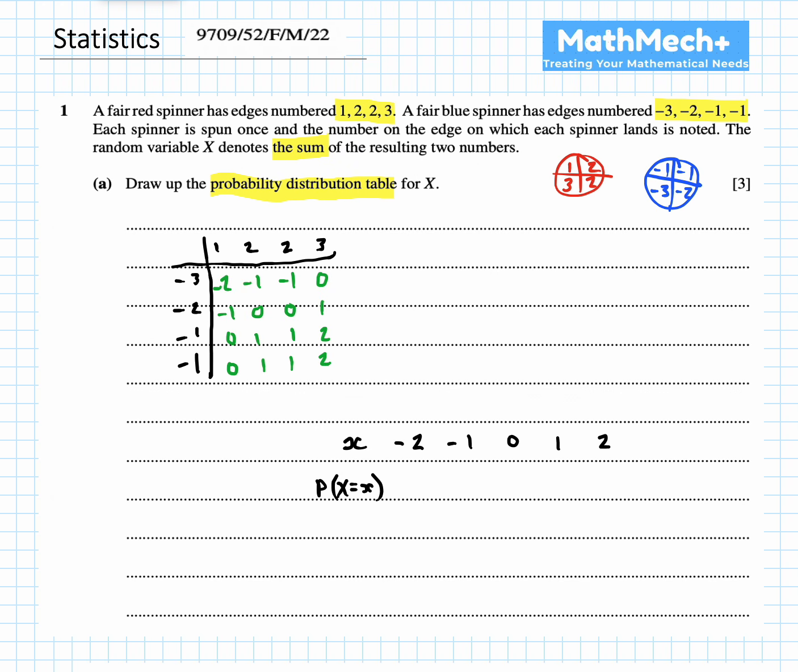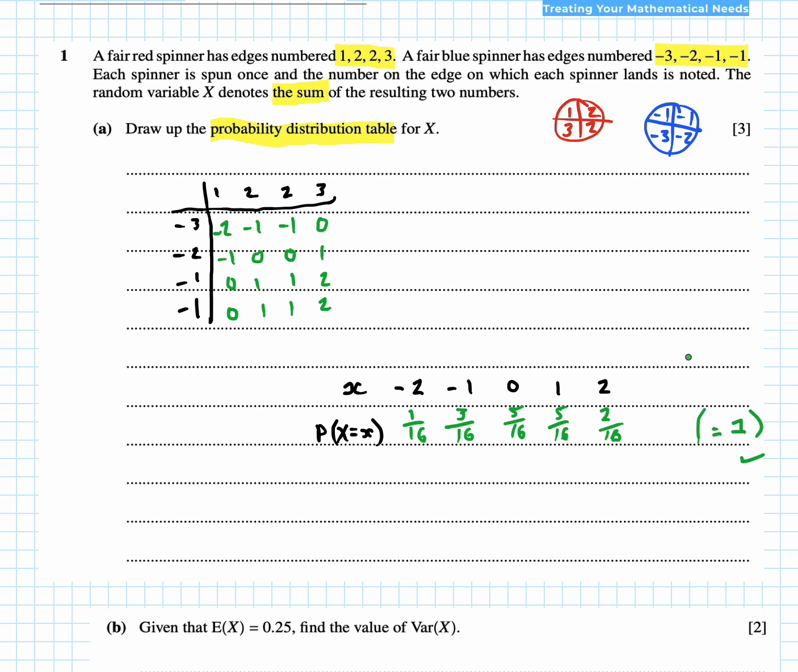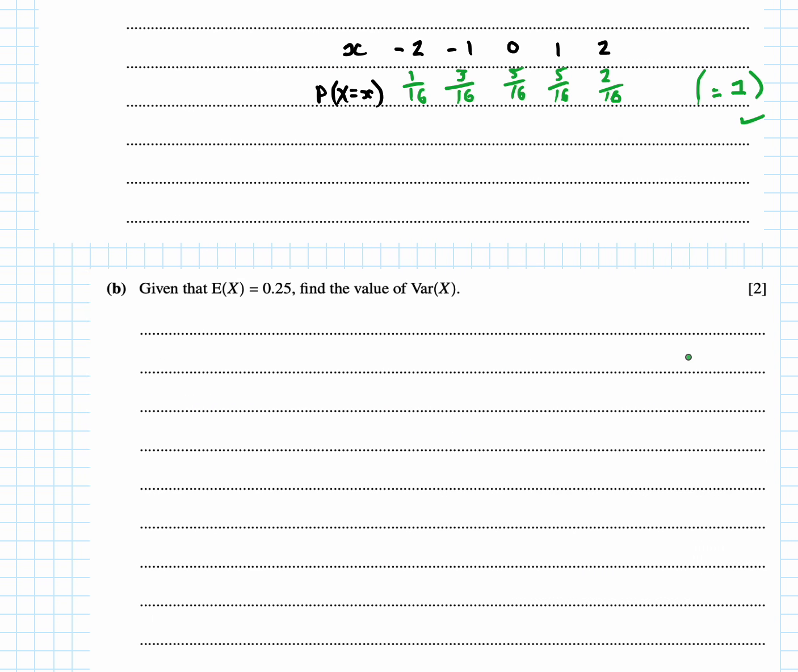So there's 1 minus 2 there. We've got 3 of them. So 3 over 16, and then 5 and 5 for the next two, and lastly, whatever's left over, or 2 of them. Just make sure they all add up to 1, or 100% if you want. And that's how you do this. This is discrete random variables, just to make it clear for the next part.